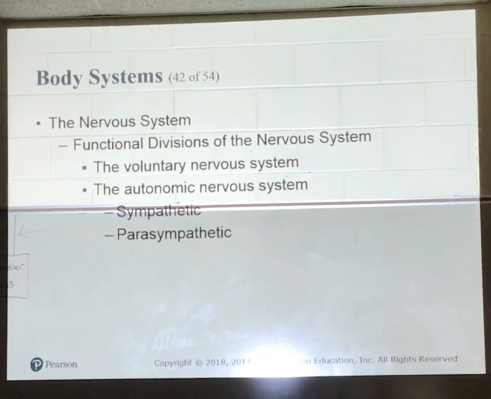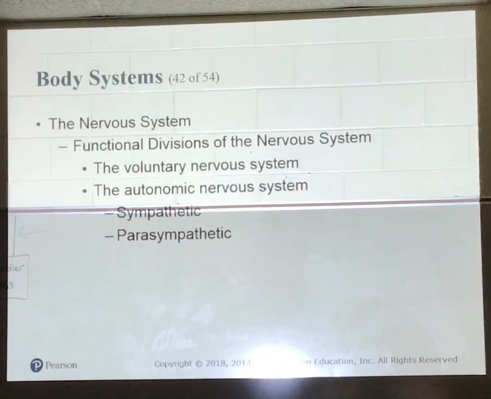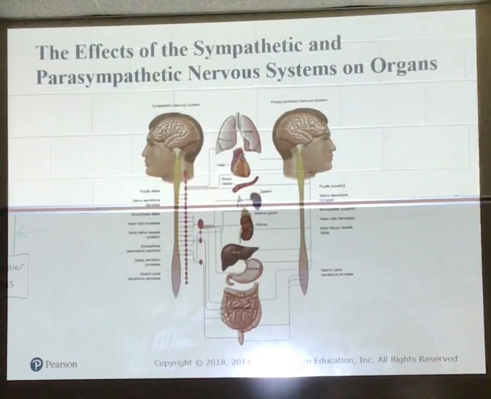It is divided into sympathetic and parasympathetic. The sympathetic nervous system is activated when the body is challenged by stressors. This is your fight or flight, your sympathetic nervous system. Any kind of trauma, blood loss, fright, your sympathetic nervous system kicks in. All right. The parasympathetic nervous system returns the body processes to normal, or it depresses the body function. Okay.